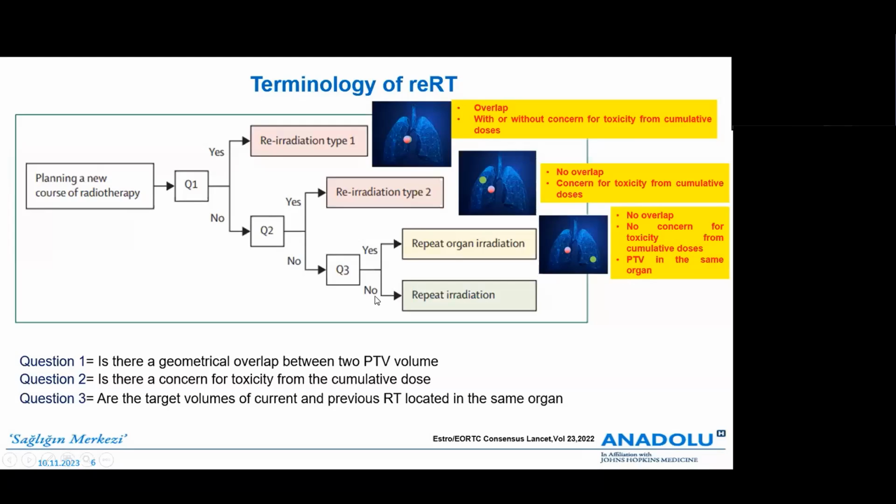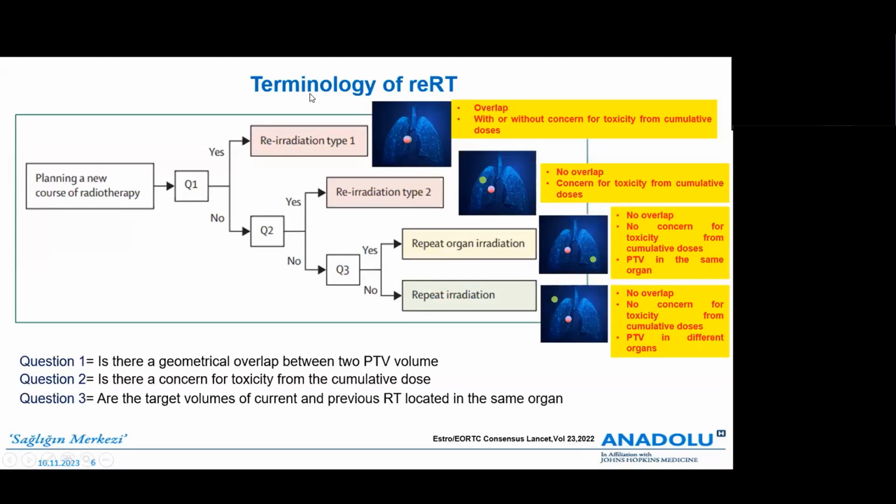If your answer is no, which means that you are doing a repeated irradiation, then your second volume is completely outside the volume of the first organ. There is no overlap, and there is no concern for toxicity because you are irradiating a completely different organ. The PTVs are in different organs, which means that you can safely do this kind of irradiation.